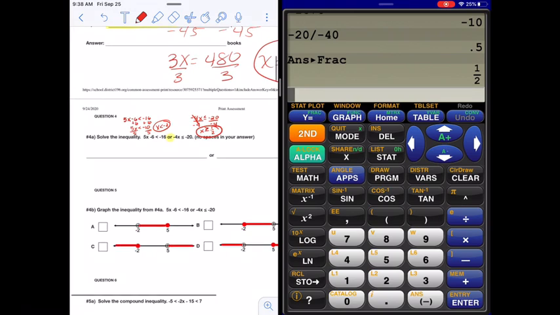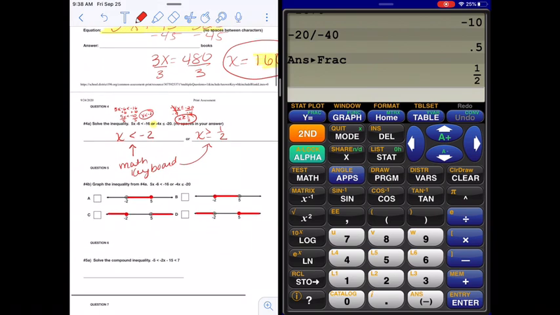So for your answers, x is less than -2. Use only the math keyboard for that less than symbol. And then x is greater than or equal to 1/2. And then of course we want to graph. Again, same thing, math keyboard only for the greater than or equal to symbol.